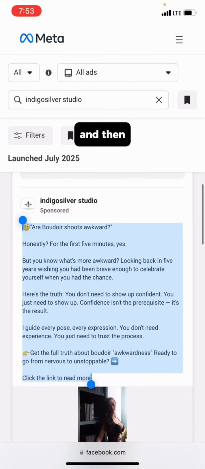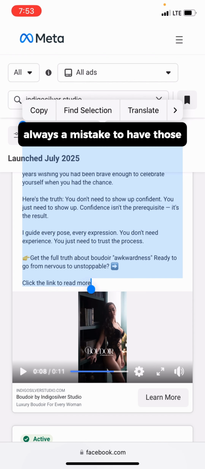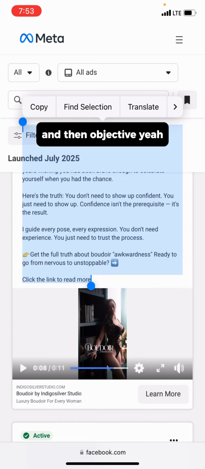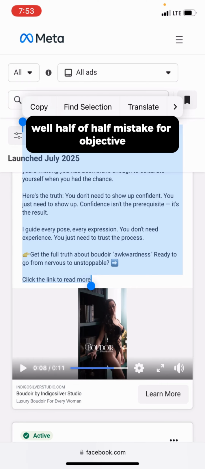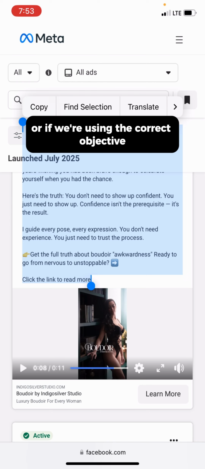And then, below creative headline button, always a mistake to have those. And then objective, yeah, it's all right. Well, half a mistake for objective, because we actually don't know what objective we're using here. We don't know if it's leads or if we're using a correct objective.